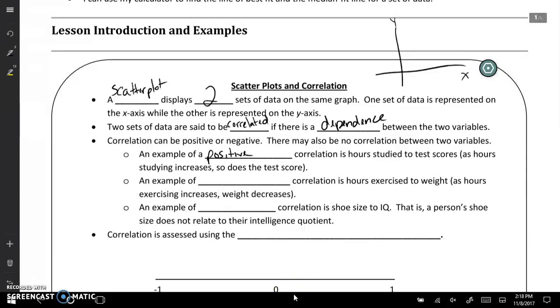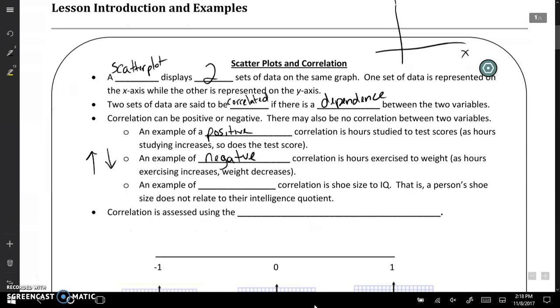Just knowing that as one goes up, the other goes up, that means it's positive. Now, hours exercising to your weight. In general, the more you exercise, the less you weigh because you start losing some weight. That is a negative correlation. As one goes up, the other goes down. An example of no correlation is shoe size to IQ. A person's shoe size does not relate to how intelligent they are.